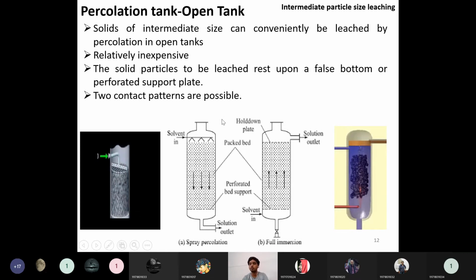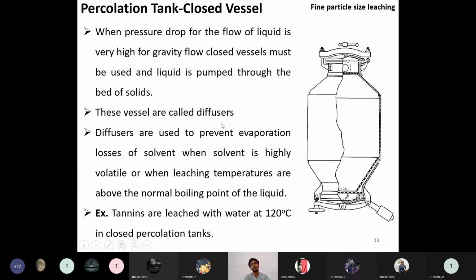So that is nothing but a closed vessel percolation tank. If the solvent is highly volatile, or the temperature of the leaching should be higher than the boiling point of the solvent, then we can use the closed vessel type of percolation tank. In this one, both sides will be closed down in order to lower the solvent and evaporation losses.